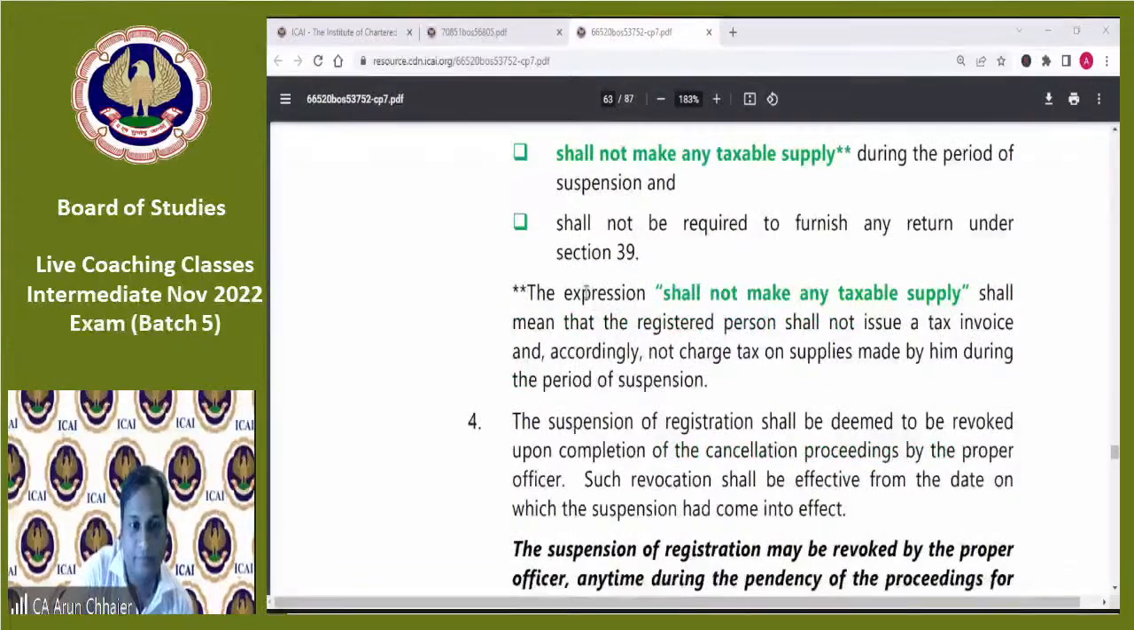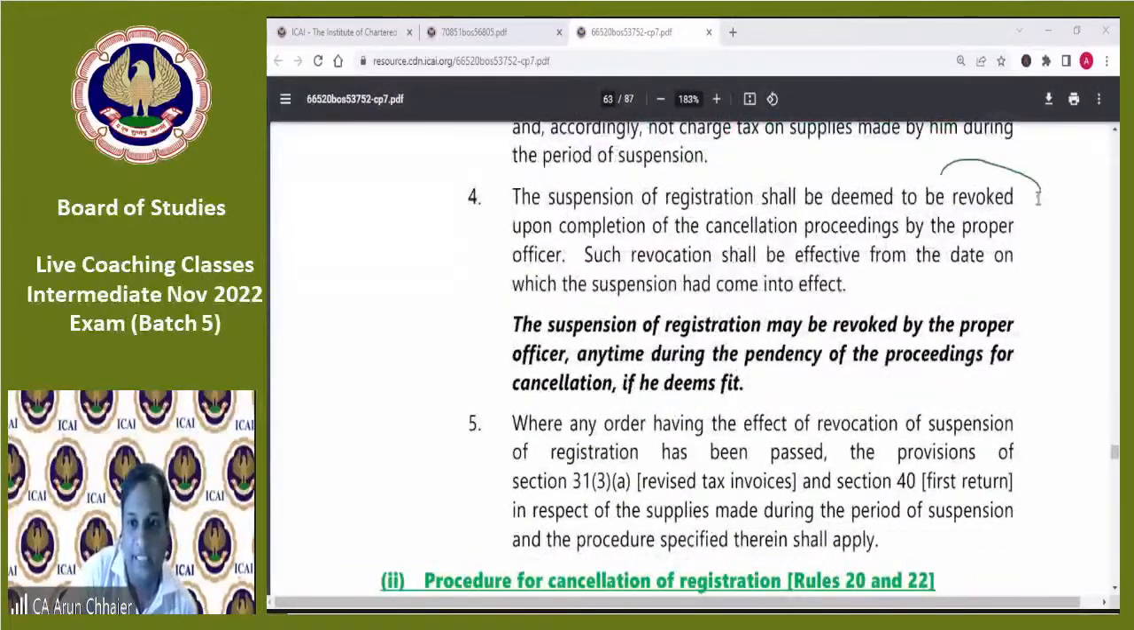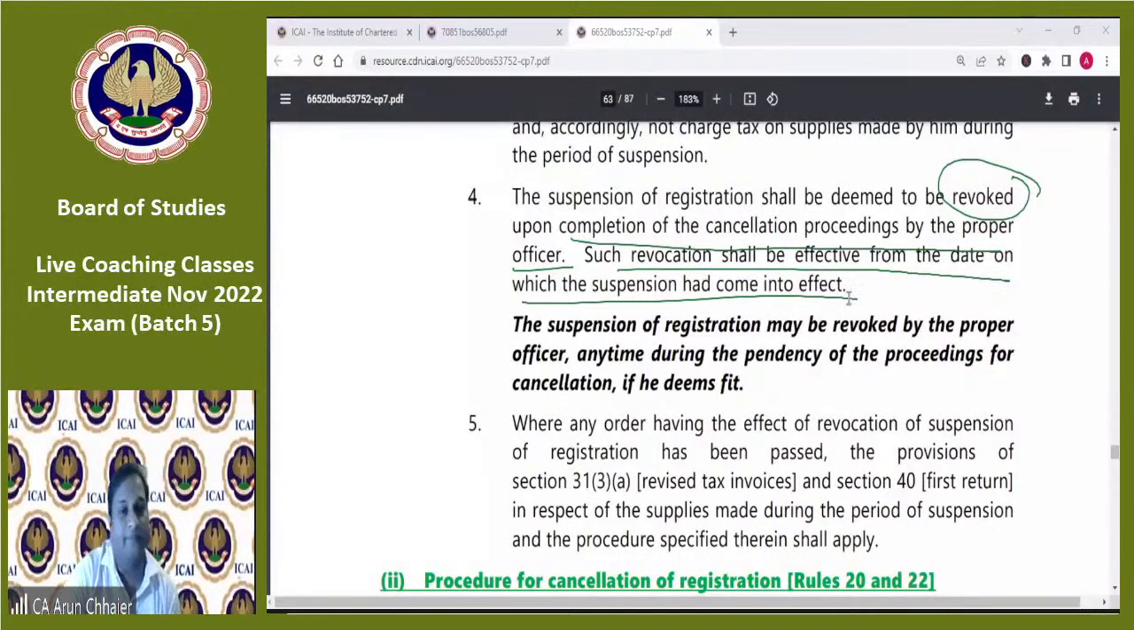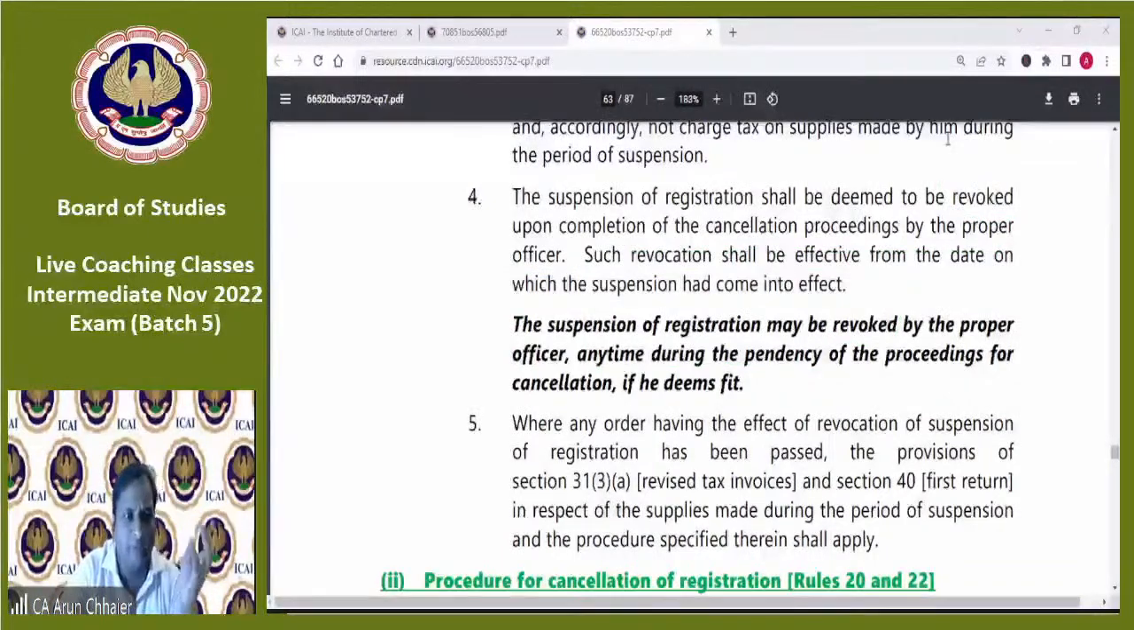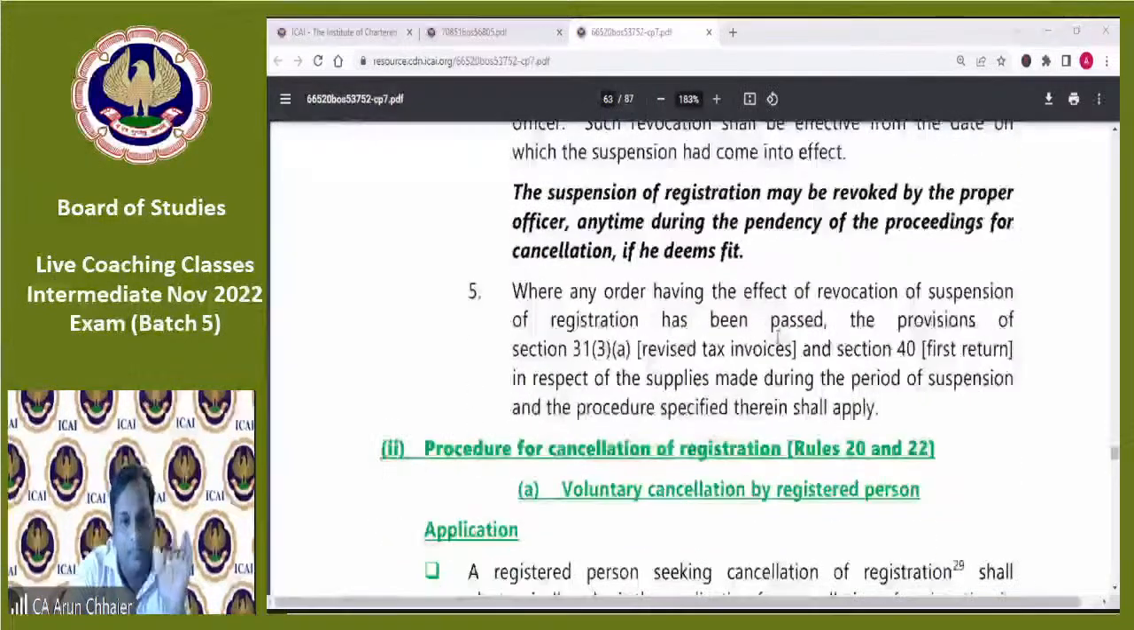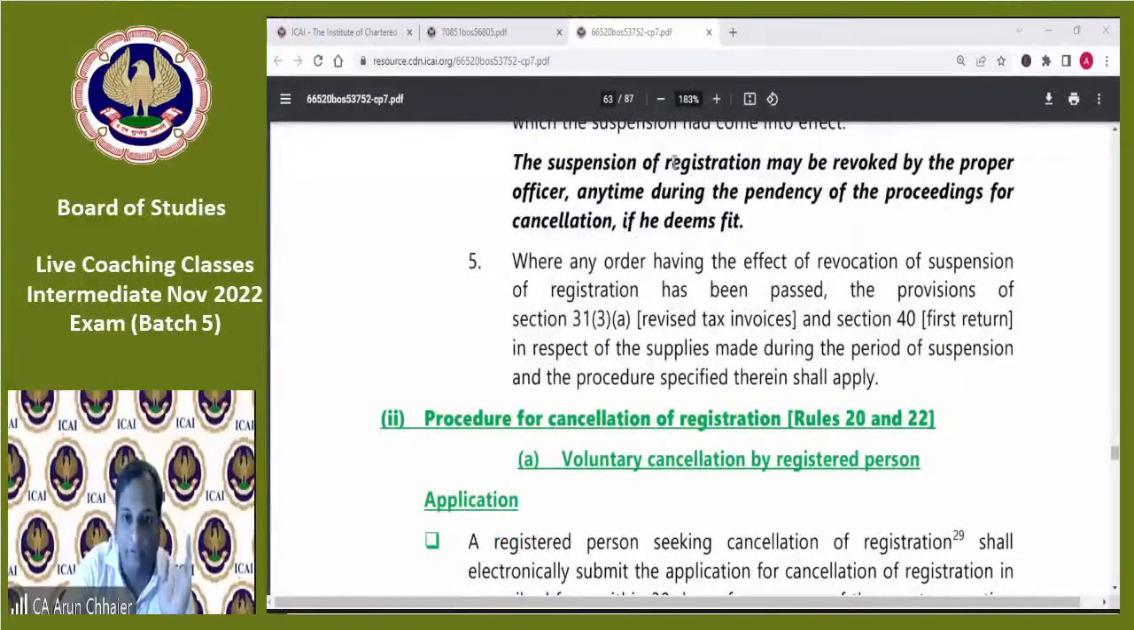The suspension shall be deemed to be revoked. Important. Shall be deemed to be revoked upon completion of cancellation proceeding by the proper officer. Such revocation shall be effective from the date which the suspension had come into effect. The suspension of the registration may be revoked by the officer anytime during the pendency of the proceeding if he deems fit. Suppose he is thinking of some fraud, willful misstatement, and the taxpayer has given the clarification, he has accepted, then he can again revoke the same.